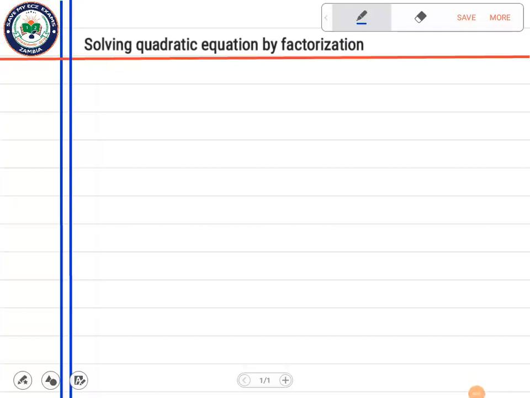Good day, viewers. Today we are going to solve some quadratic equations by factorization. So let's see how many you can solve. The first one is x squared minus 81 equal to 0.